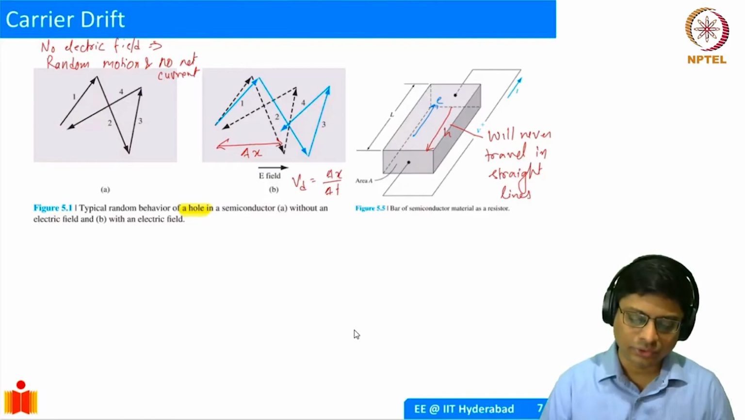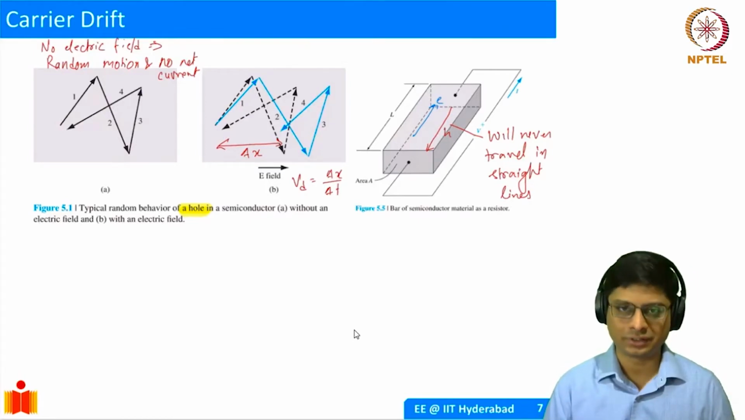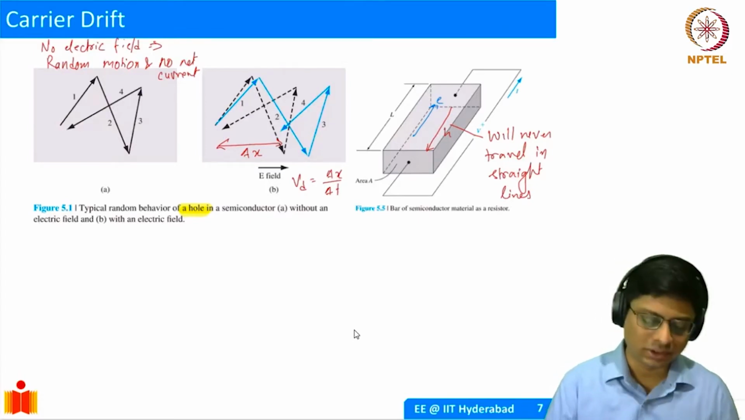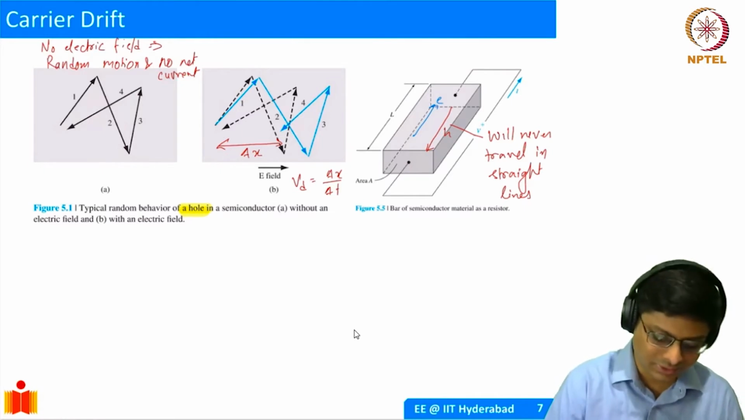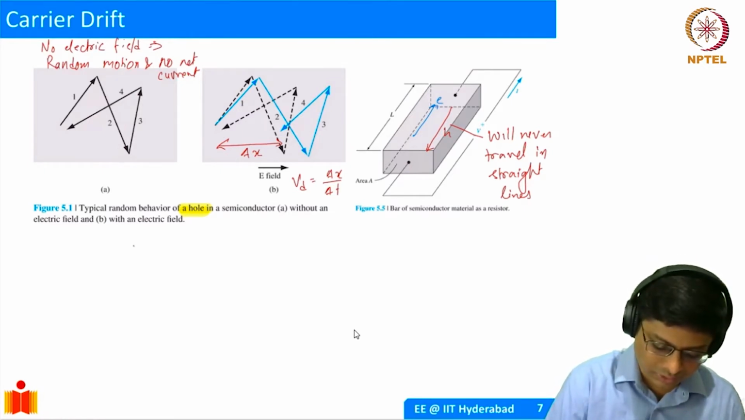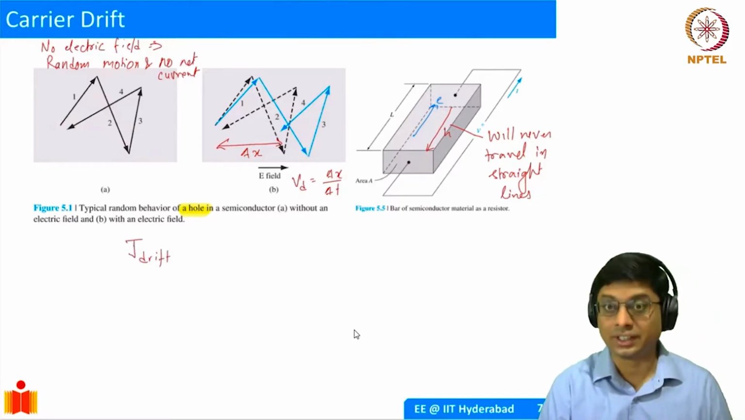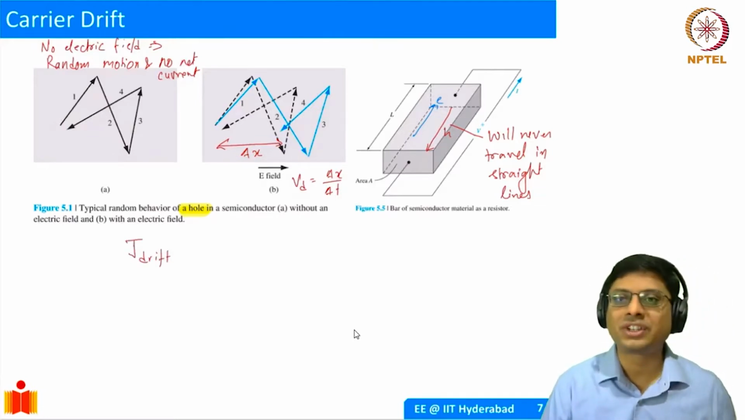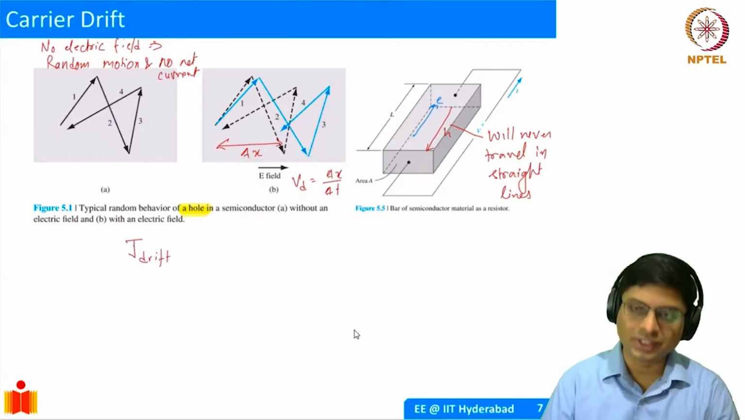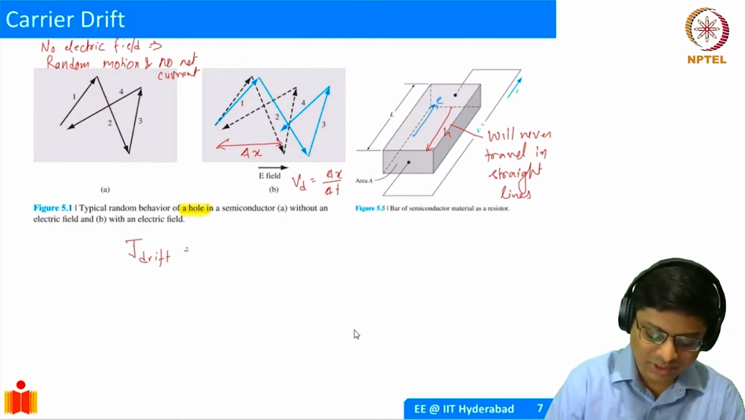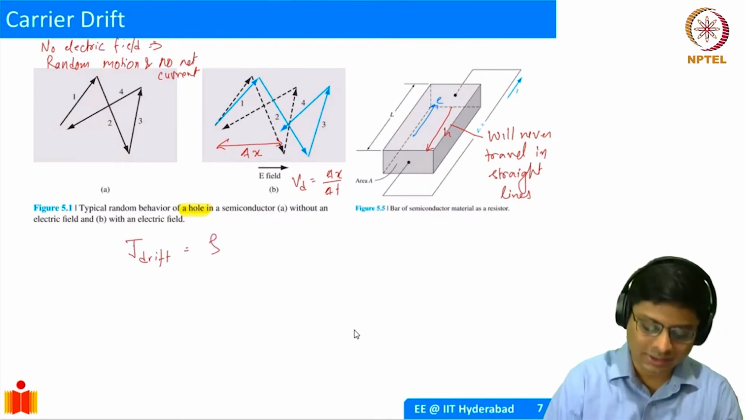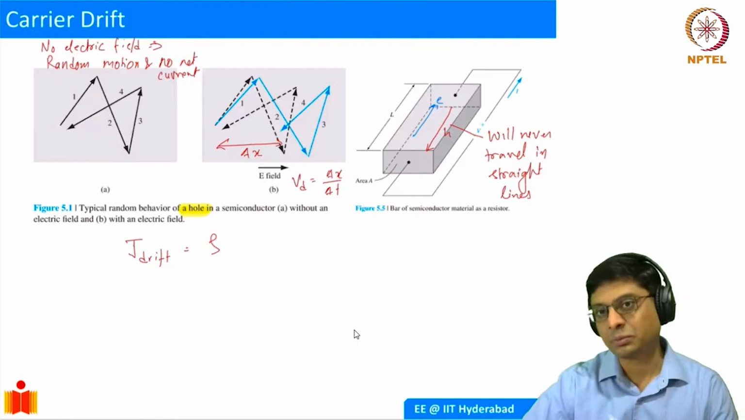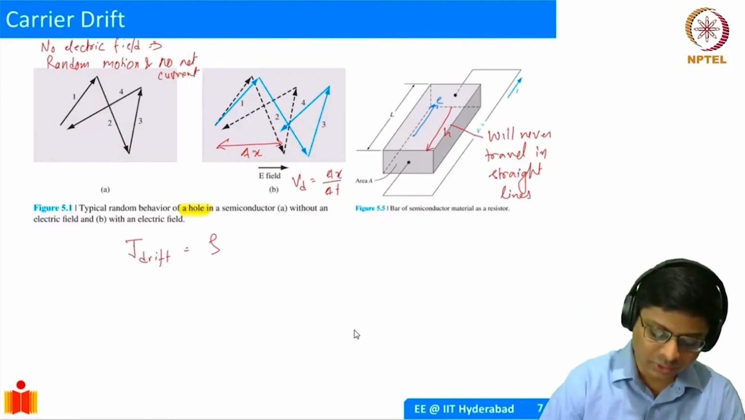All right. So this sort of drift phenomenon, the current due to this, let's call it J drift, just to distinguish that it is drift current. Current density, actually, in this case. So how much is the current that is flowing here? The current is going to be, how much is the charge density? The charge density is simply, let's call it rho. And then with what speed is it moving? This is going to be V drift, we'll call it.